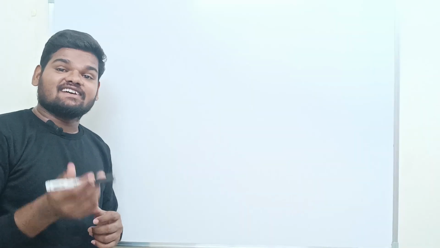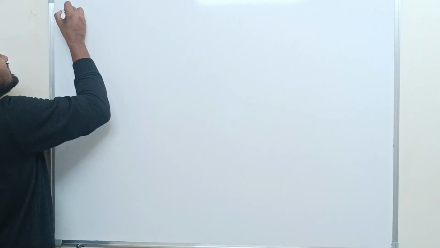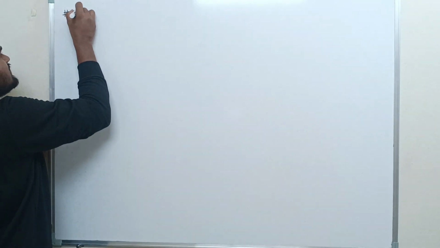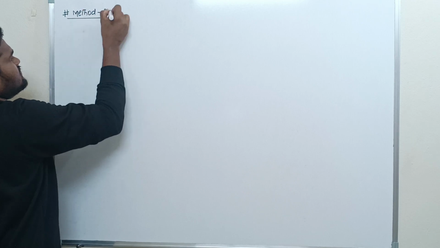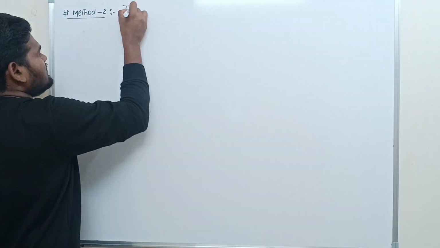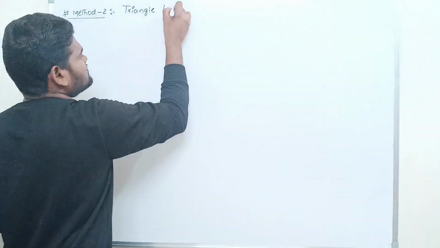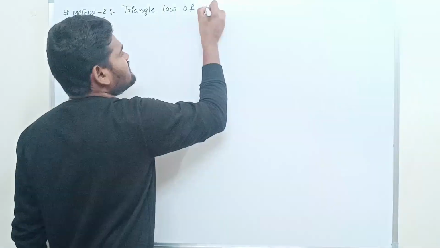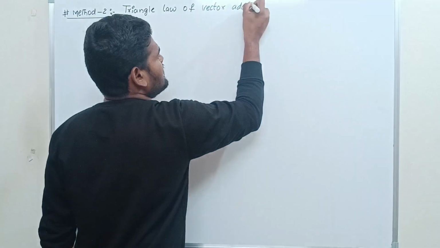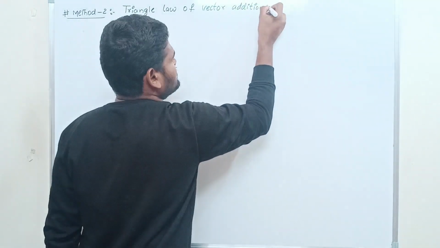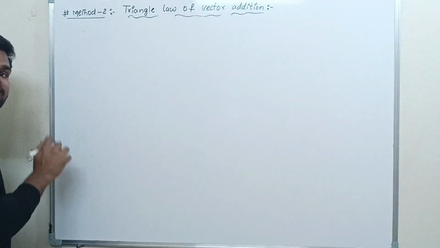Right. So let us see the second method to find the resultant of two vectors. What is that? Have a look. Method 2. So which method it is? Triangle law of vector addition. Okay, sir, what is this, sir? Have a look. Statement.